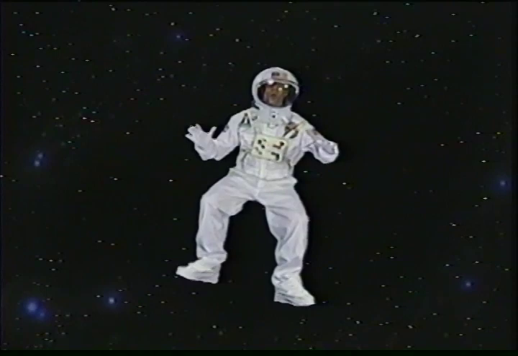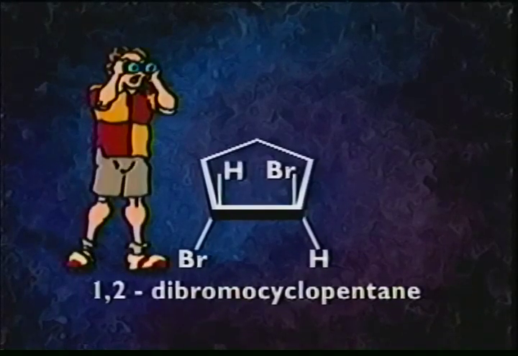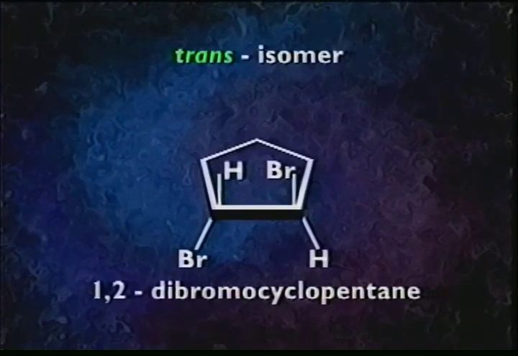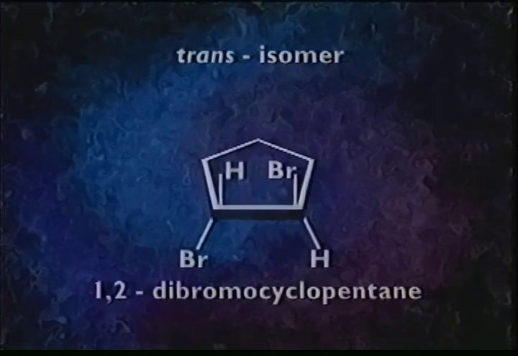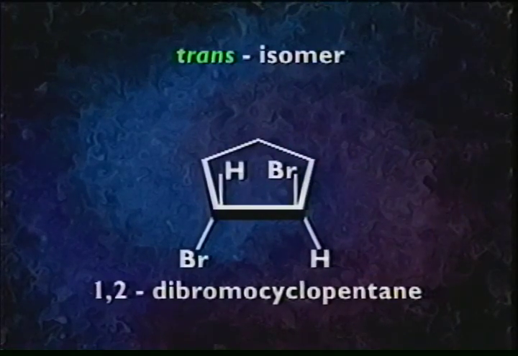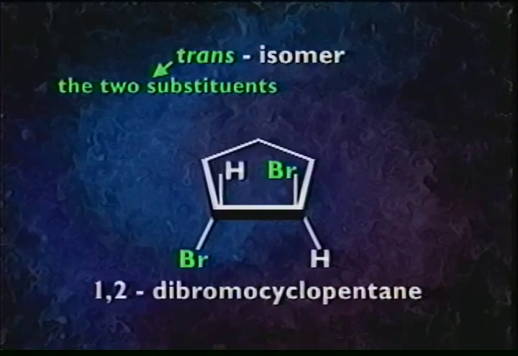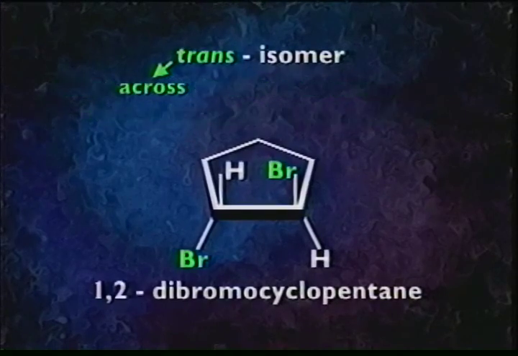Okay, so this is all well and good if we're drawing these molecules on paper. But what do they look like in space? The fact is, if we could see 1,2-dibromocyclopentane floating around, it would always be found as a trans isomer, meaning the bromines would be on opposite sides of the plane of the cyclopentane ring. You probably remember from Organic Chemistry Part 2 that the word trans means that the two substituents, the two bromines, are on opposite sides of the cyclopentane ring. They are across from each other.